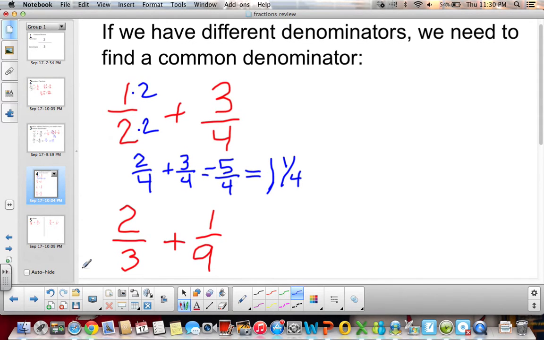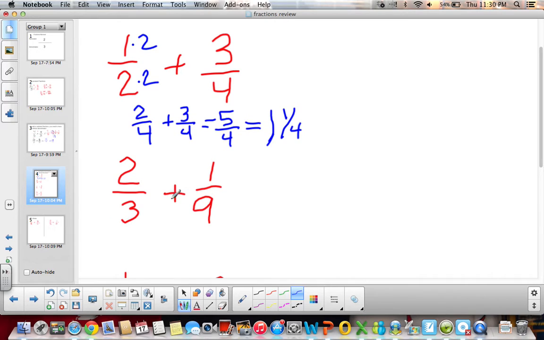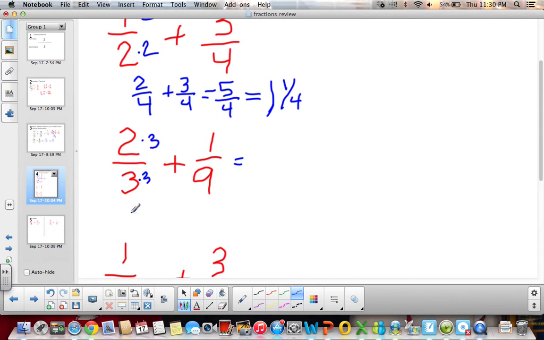Equation: 2/3 plus 1/9. So we know that 3 goes into 9, so I'm going to multiply my denominator and my numerator by 3. I see a lot of issues when we just try to figure out the answer right from here. It's better to write out the steps and then solve.